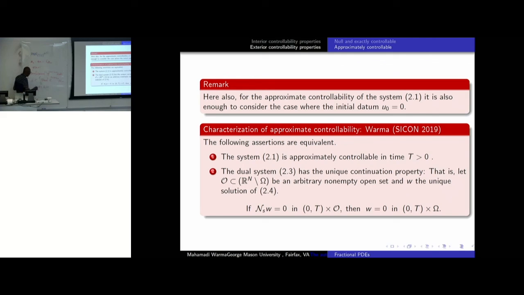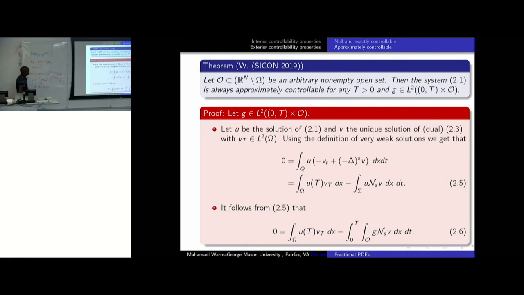It means that if the non-local normal derivative is 0 outside, then that must imply that my solution is 0 on the cylinder where I'm solving the equation. That is the unique continuation property for the non-homogeneous exterior condition, and if we can prove that, it is equivalent to approximate controllability. We proved in 2019 that the system is always approximately controllable in any dimension and for any control function.